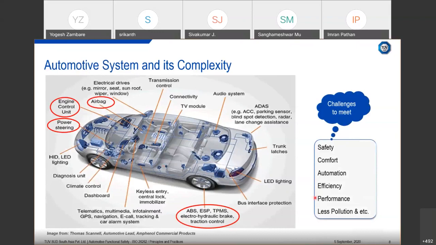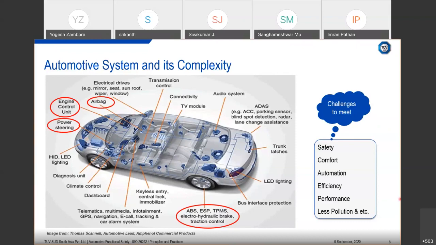So today, the automotive industry is facing a lot of challenges to meet safety, comfort, efficiency, performance, etc. Also, there is an increasing trend of adding more and more automation in modern cars, such as automatic emergency braking, adaptive cruise control, collision avoidance, lane keep assistance, parking assistance, airbag systems, engine control unit, power steering, and many other kinds of automation in modern cars.